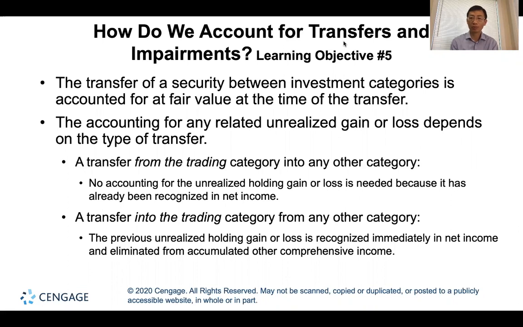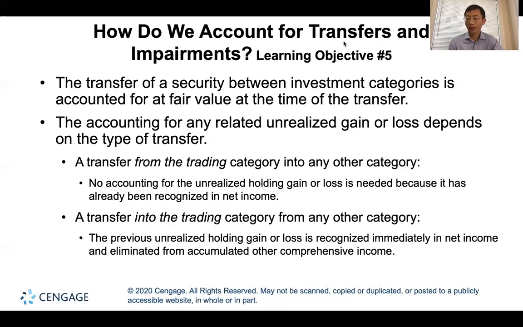So, okay, this video will have a detailed discussion about transfers and impairments of investments. As we know, for investments, different motivations to invest the money or hold the investments will lead to different accounting treatment. And the difference will focus on the unrealized gains and losses reporting.